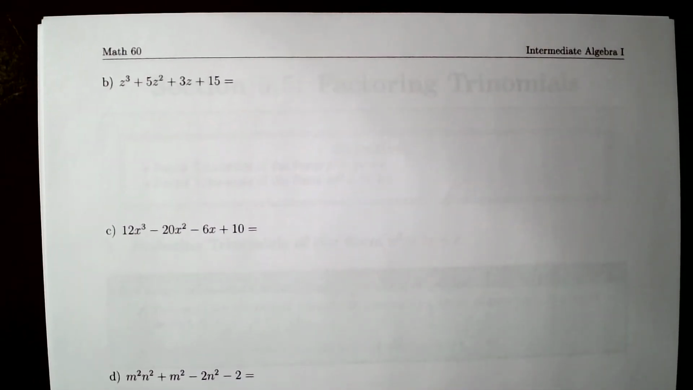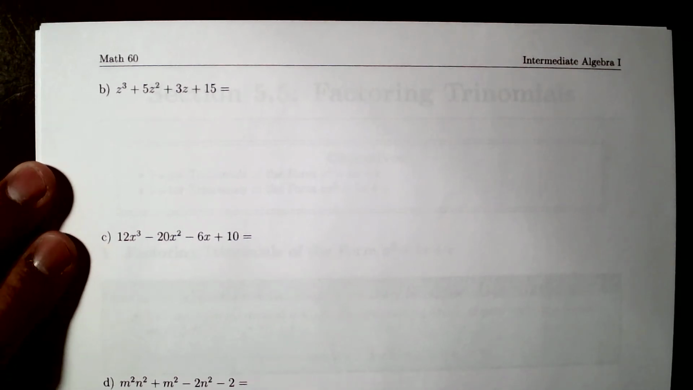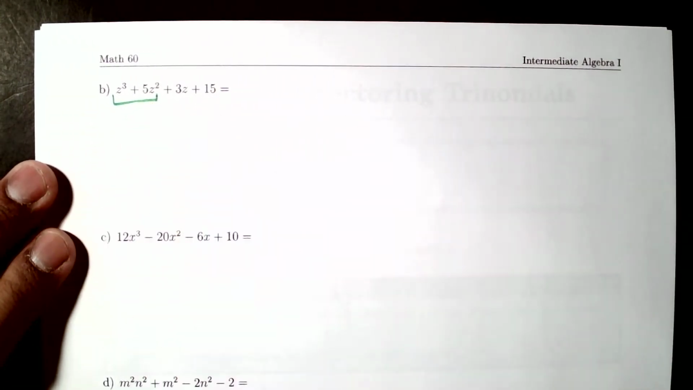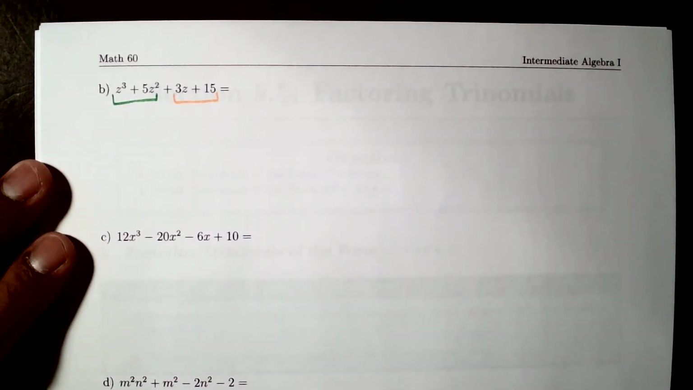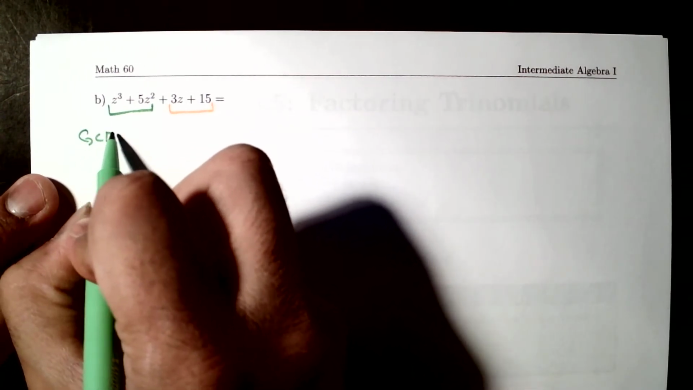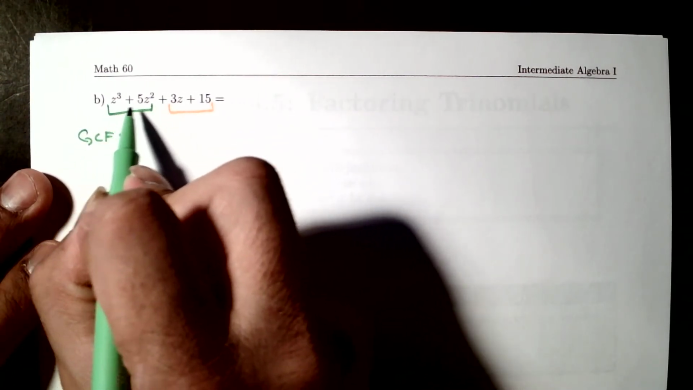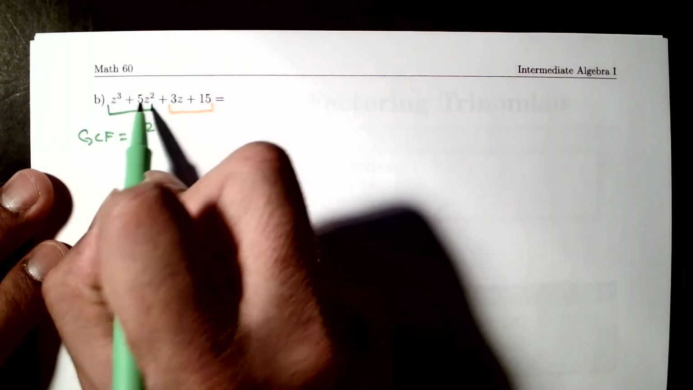Okay, so let's see what about this. z cubed plus 5z squared plus 3z plus 15. So we're going to do the same. Group the first two terms and then group the last two terms. So let's find the GCF of the green group. In this case, that is z squared. That's what they have in common.